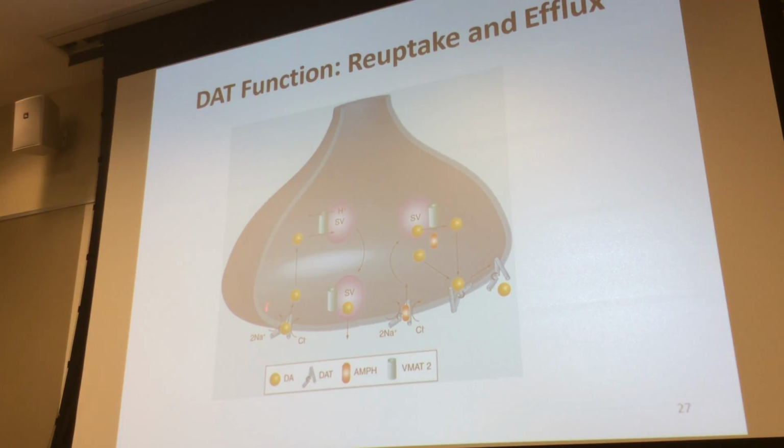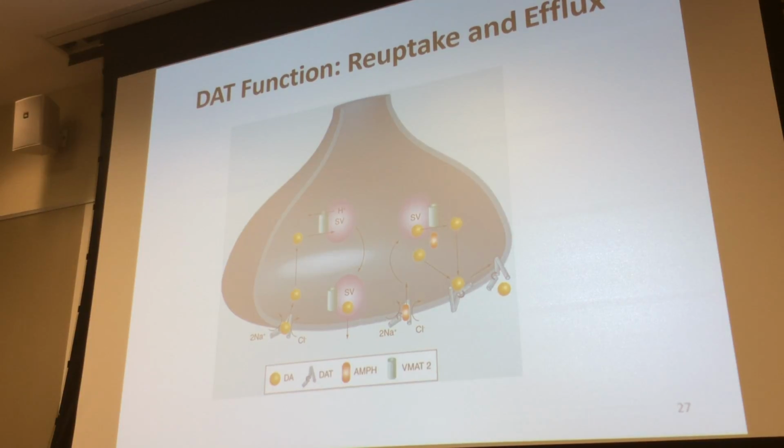Okay, so this process is called reuptake. It's to terminate the dopamine action that is released by either electric stimulus or by drugs like cocaine and amphetamine. So this is called the reuptake function. It's to take up dopamine in the synapse back into the vesicle.